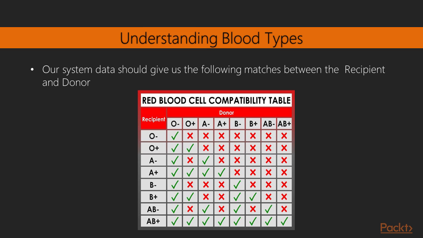For example, O- can donate blood to all other types. O+ can only donate to O+, A+, B+, and AB+. We shall be following this compatibility table for the red blood cells to understand this, because this is very important for our system. When we internalize this very well, we can code this into our system and write an algorithm that can interpret this and give the user the right results.